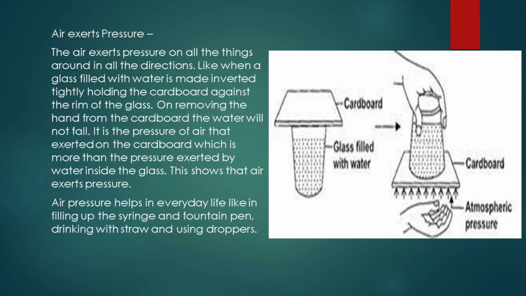Why? You can see in the second picture, he has removed the hand from the cardboard, yet the cardboard is stuck to the glass. Why? Because the air all around in the atmosphere, all around the glass and cardboard, is exerting pressure on it, so the cardboard is not falling down. The pressure of air exerted on the cardboard is more than the pressure exerted by the water inside the glass. This shows that air exerts pressure.